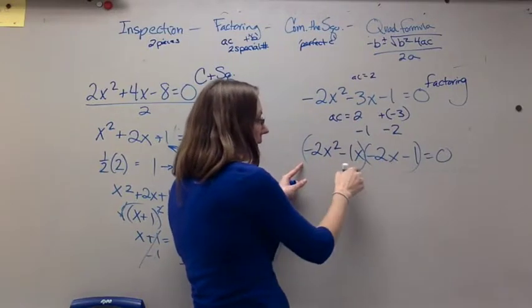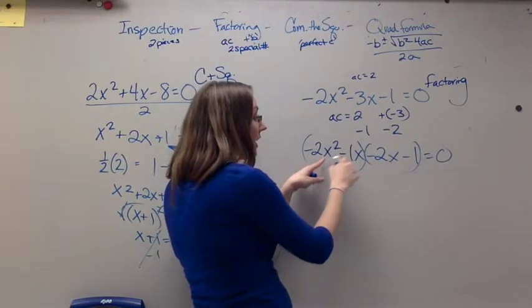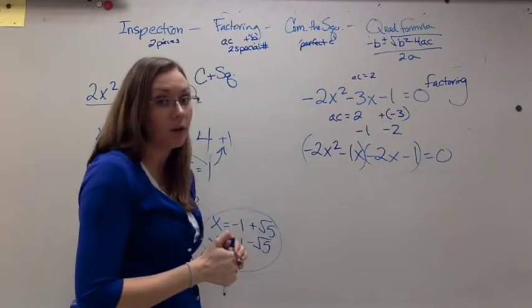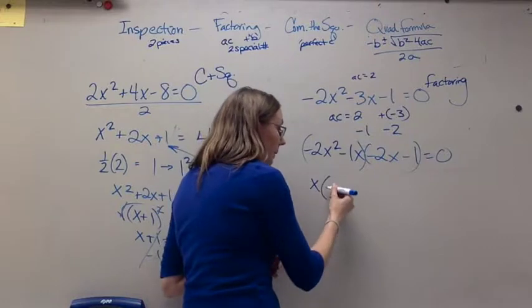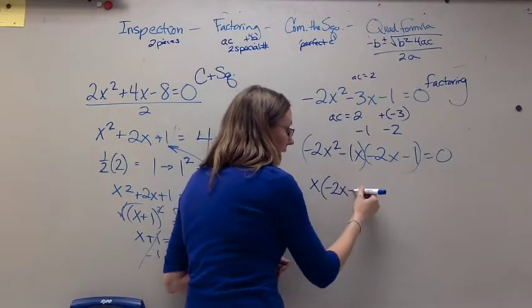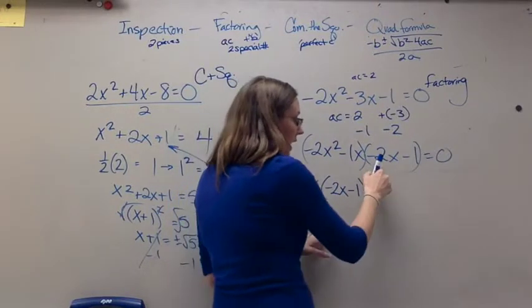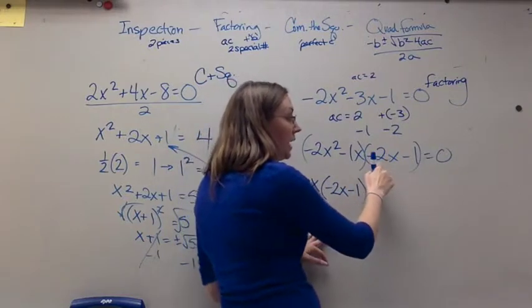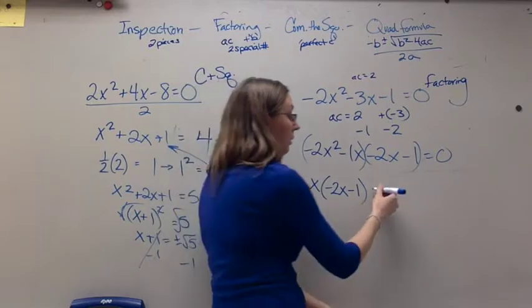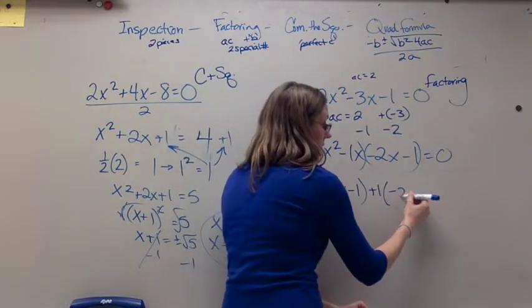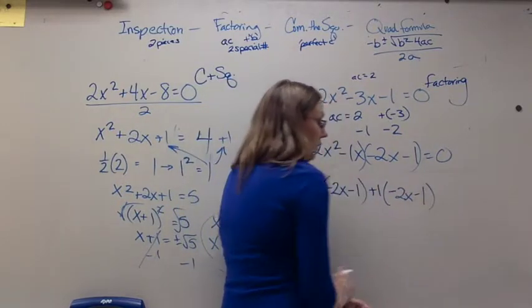Now I'm going to look, what can be pulled out of each of these? Only an x, maybe a negative 1x or a negative x, but I'm just going to pull out an x. I'm left with a negative 2x minus 1. Here, I want to get negative 2x minus 1. It's already negative 2x minus 1. I have to pull something out, so I'm going to pull out a positive 1. And I'm left with the same thing.